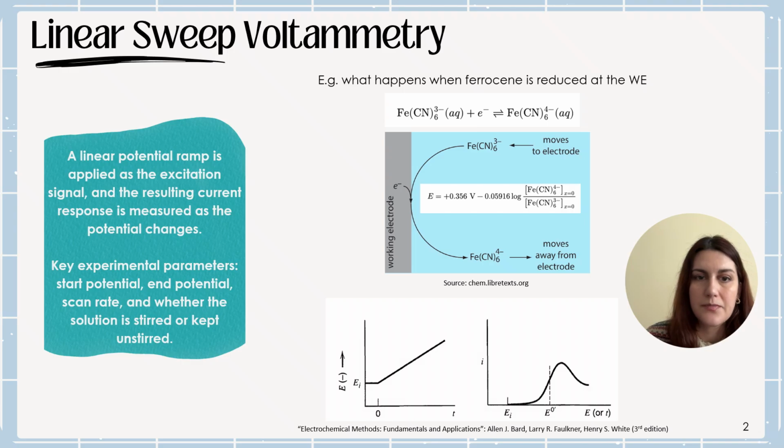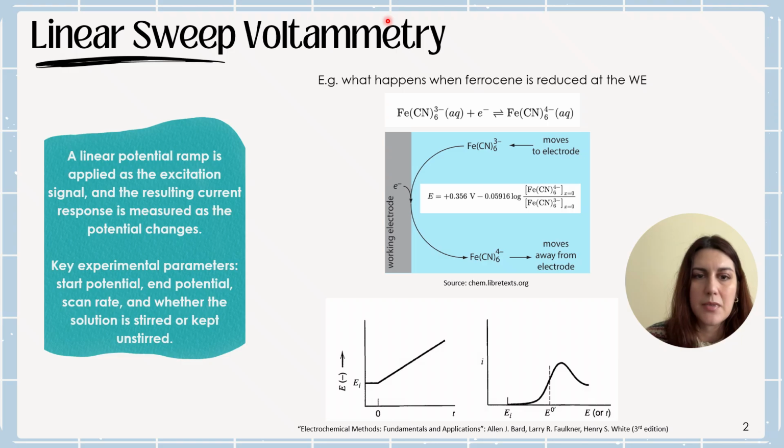There are several important experimental parameters that define a linear sweep voltammetry experiment. So the first is the starting potential, which is the initial potential where the experiment begins. This is usually chosen so that no electrochemical reaction occurs yet. And the second is the end potential, which is the final value of the sweep. This is typically selected to ensure that the electrochemical reaction of interest fully occurs.